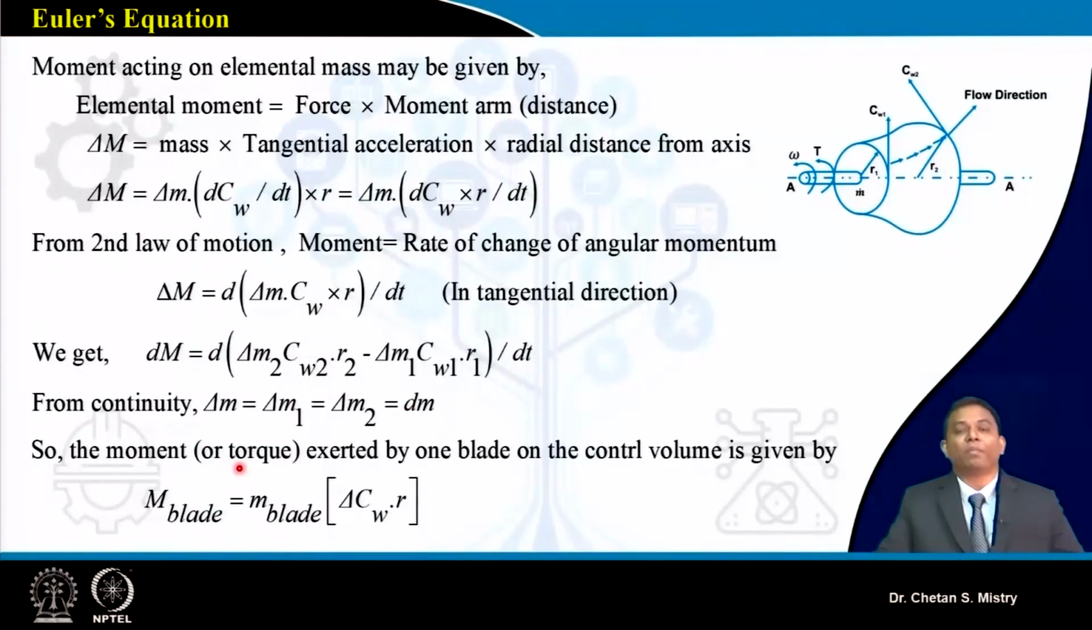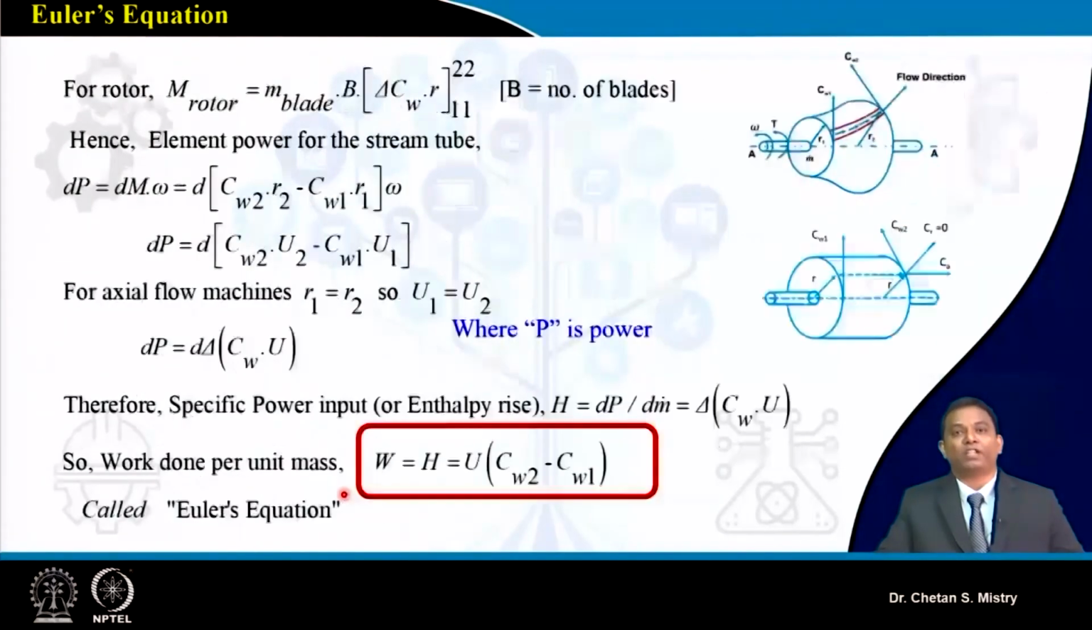So I put delta m, delta m1 and delta m2, as the same. So I can represent the momentum generated by a single blade as m blade into delta Cw into r. Now we know our turbomachinery comprises a number of blades. So let me put that part. I put the number of blades as, suppose, b, and then the modification of this equation we can write like this.